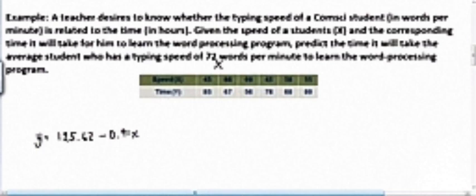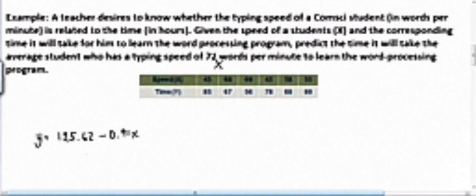Kasi ang hinahanap dito, time will it take the average student to learn the word processing program. So, ito yung time na hinahanap si y. Kasi yung speed dito, guys, ang tinutukoy dyan yung words per minute. Okay? So, ang hinahanap dito ay si y, and then nagbigay siya ng speed na 72.